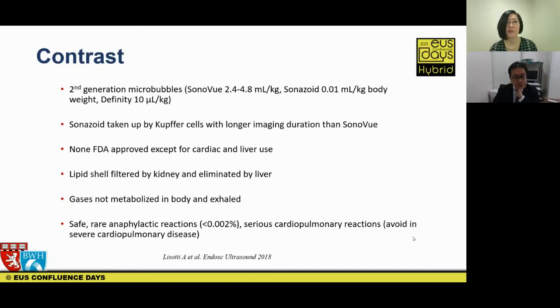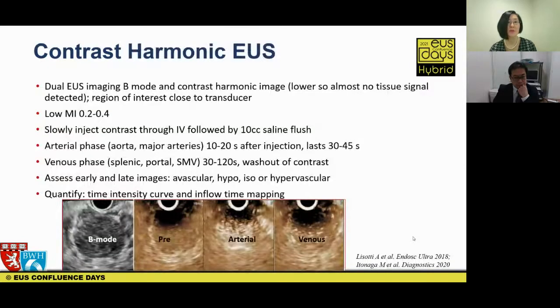Very, very safe with very rare anaphylactic reactions, and the one thing is that you should not use these in patients with severe cardiopulmonary disease. So again, as I mentioned earlier, you want to be doing this dual imaging. And slowly, so once you've done your B mode imaging and you're ready to do contrast harmonic EUS, you slowly inject the contrast through the IV, followed by about a 10 cc saline flush.